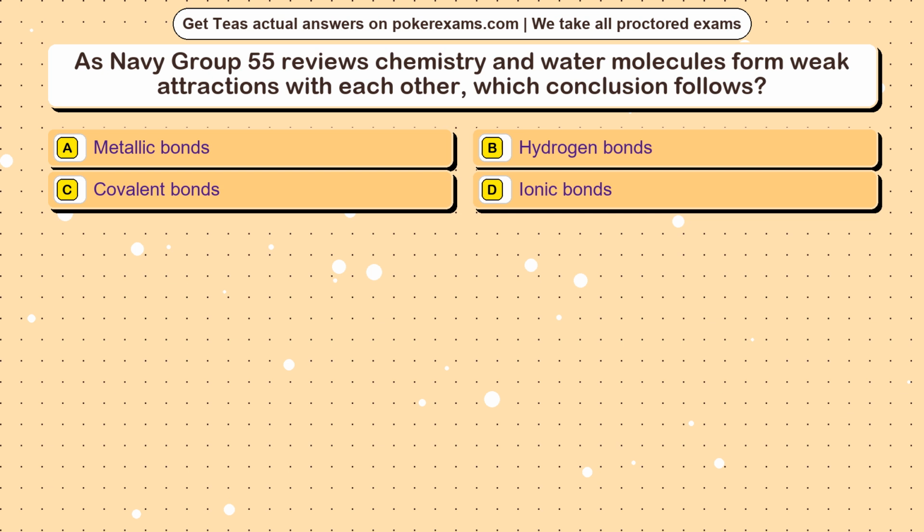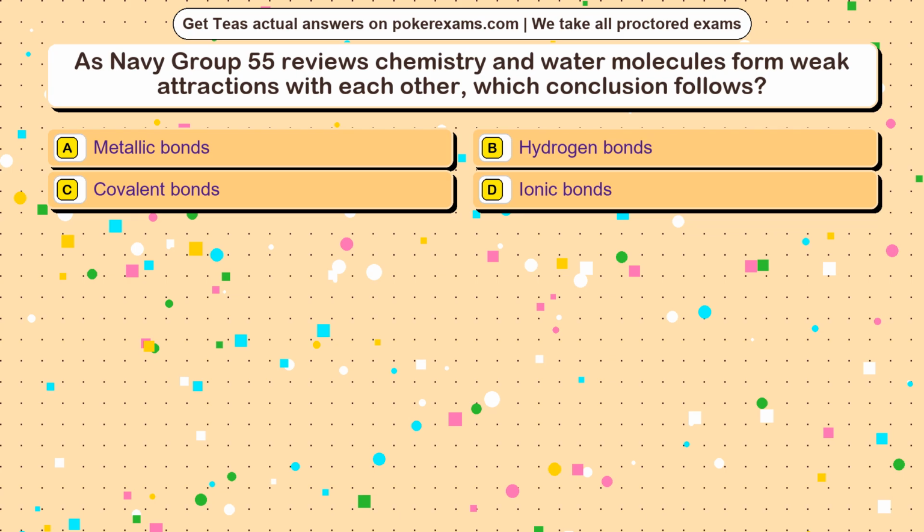Question 19. As Navy Group 55 reviews chemistry and water molecules form weak attractions with each other, which conclusion follows? Option A, metallic bonds. Option B, hydrogen bonds. Option C, covalent bonds. Option D, ionic bonds.